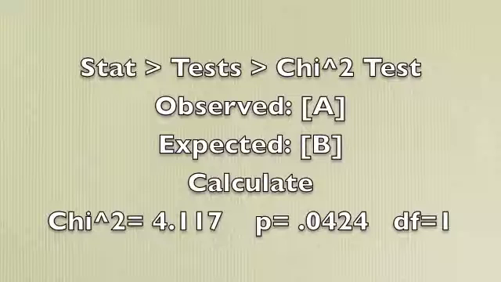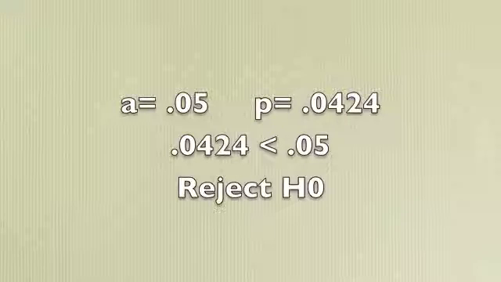Next, we're going to go over to stat test, and we're going to choose the chi-square test. For the observed, we're going to put in the first matrix, matrix A, and in the expected, even though we didn't put anything, it magically appears in there, and then we're going to calculate it. The chi-squared value is 4.117 with a p-value of 0.0424 and 1 degree of freedom.